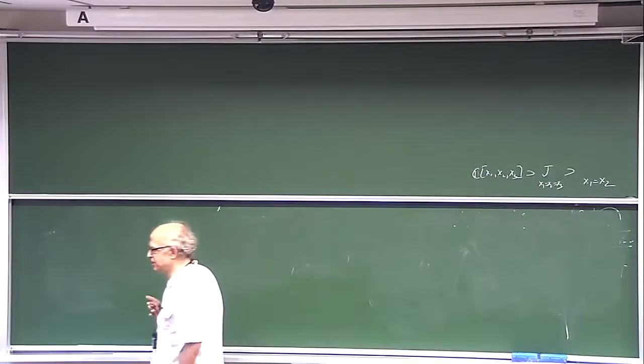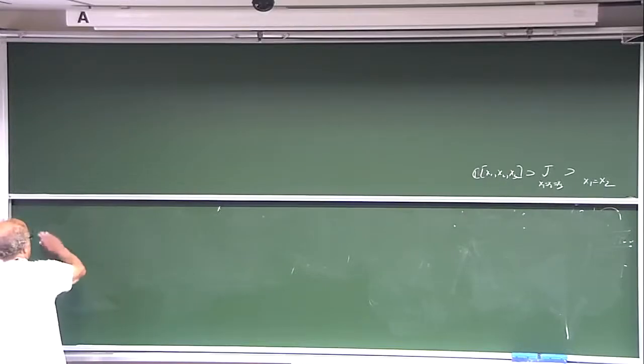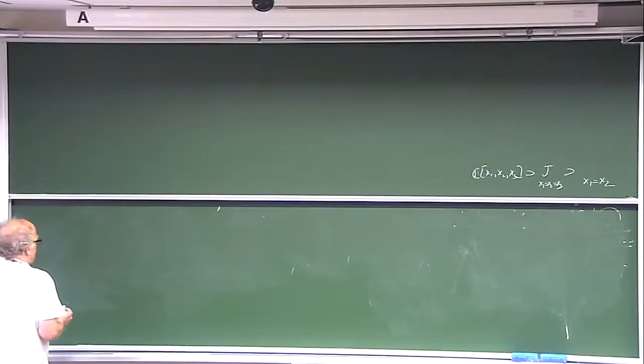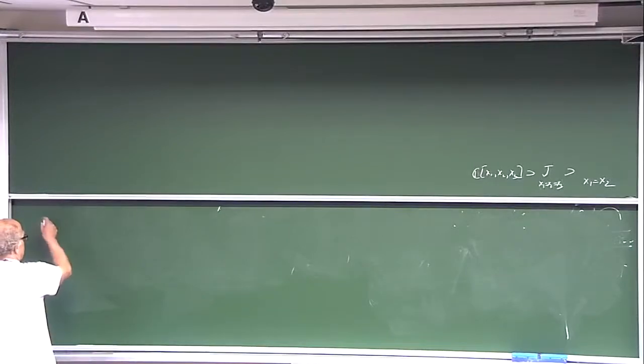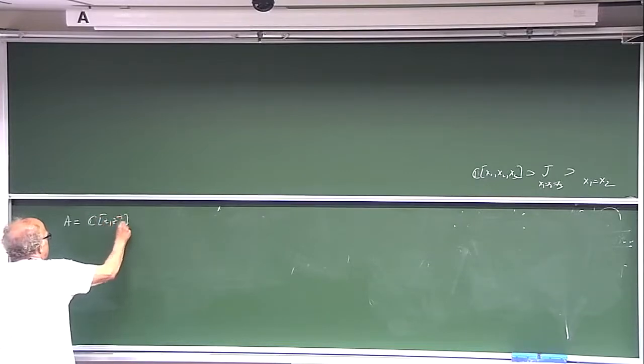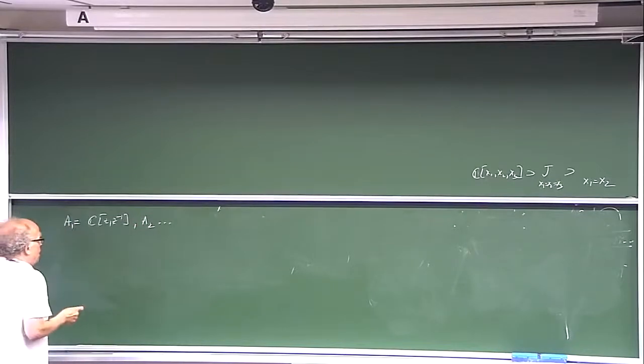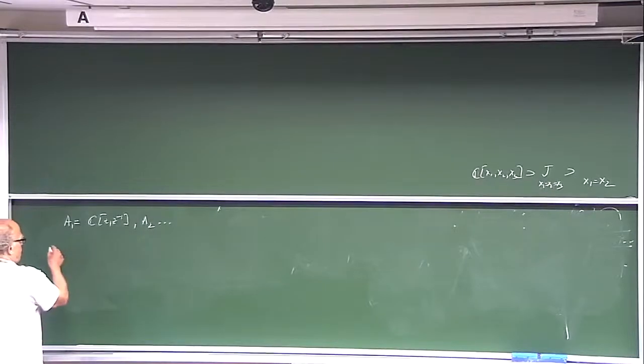Now let us change the problem a little bit. The problem is the following. In my definition of the shuffle algebra, A1 is C inverse, A2 is something, and so on. Now I want to discuss the problem about the different subalgebras.